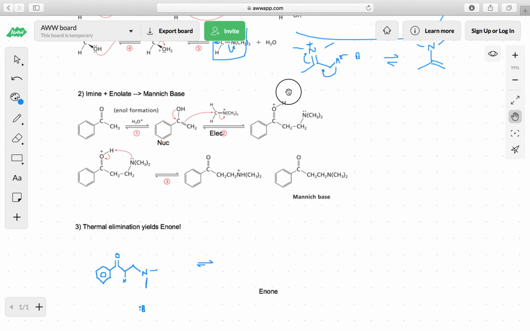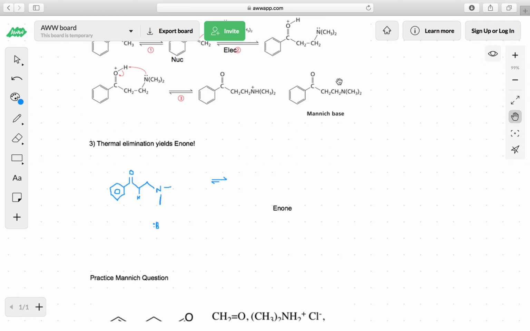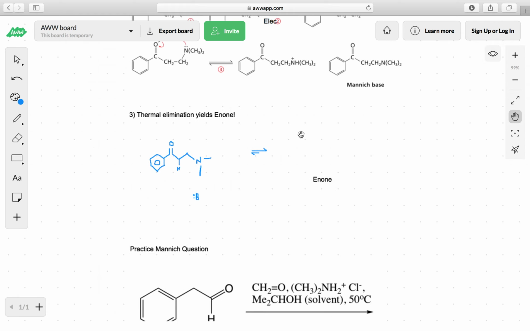So let's see how that happens. Over here, I just redrew this Mannich base that we had. And it's a bit easier to see now. So now let's say your professor gives you the reagents for these first steps, and then he adds heat and base at the last step.